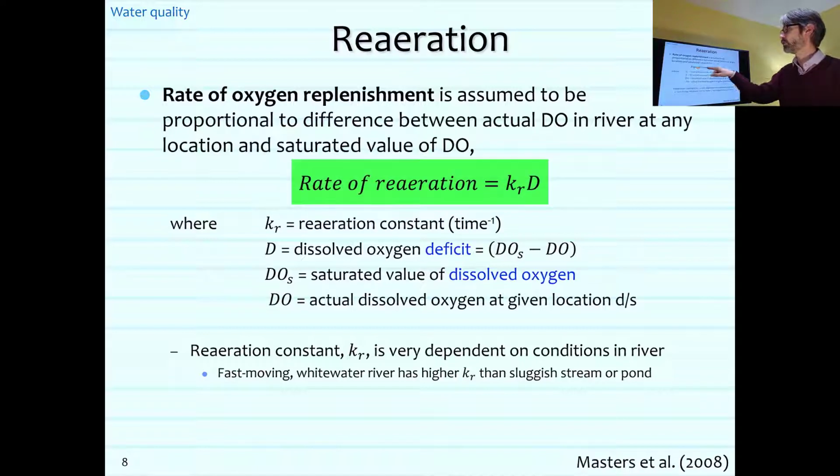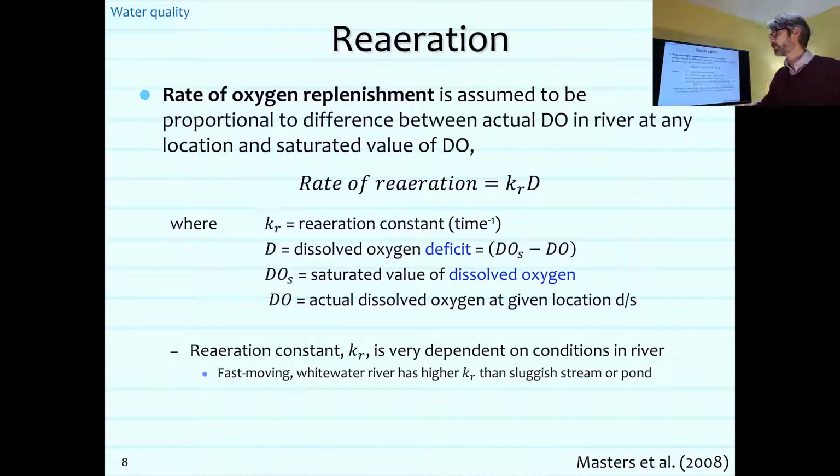And so the rate of reaeration has again a rate constant, and then D, remember, is the dissolved oxygen deficit, which is DOS minus DO. DOS is the saturated value of the dissolved oxygen, so now DO, not D naught, and DO is the actual dissolved oxygen at a given location somewhere downstream.